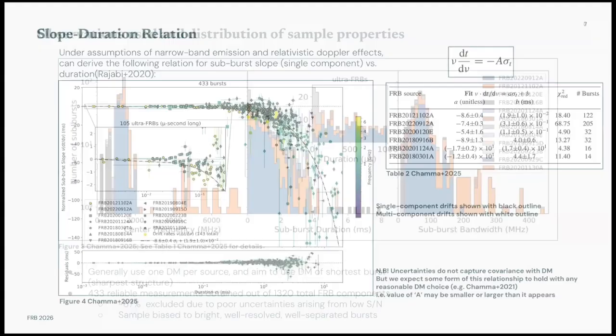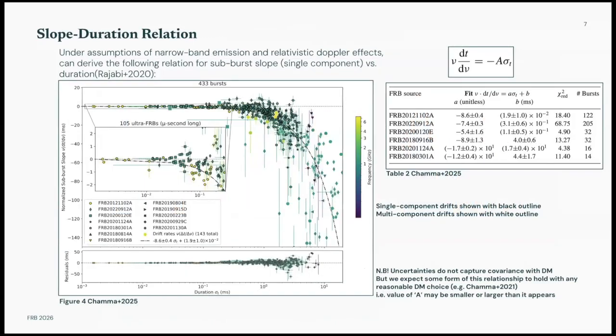Okay. So the relationship we are particularly interested in is characterizing the slope duration relationship. So under assumptions of a narrowband emission process and some Doppler shift in the FRB source, you can derive a relationship between the burst duration, shown in the corner over there, and the drift, the t_D nu. So that's for each individual component. Okay, so this plot shows the result of those measurements.